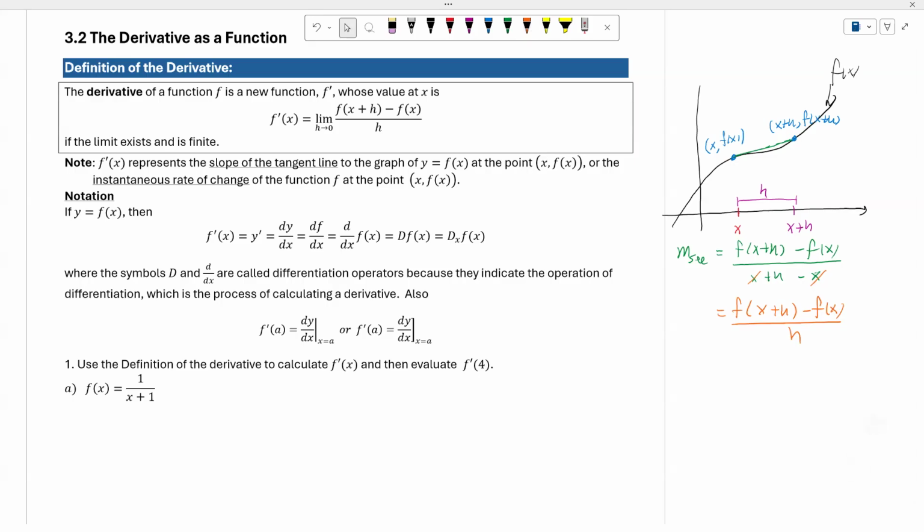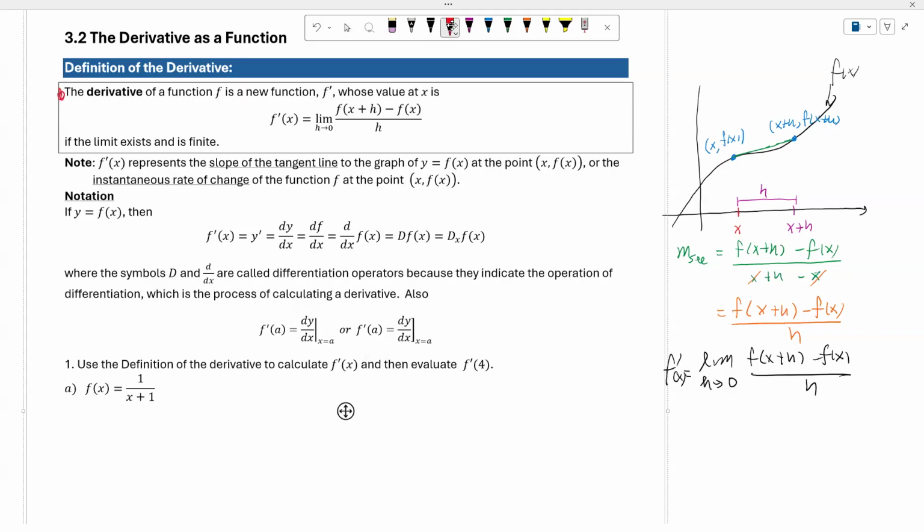Now, if I take the limit as h approaches 0 of f of x plus h minus f of x over h, then this will be the derivative at x, right? This is exactly the definition.